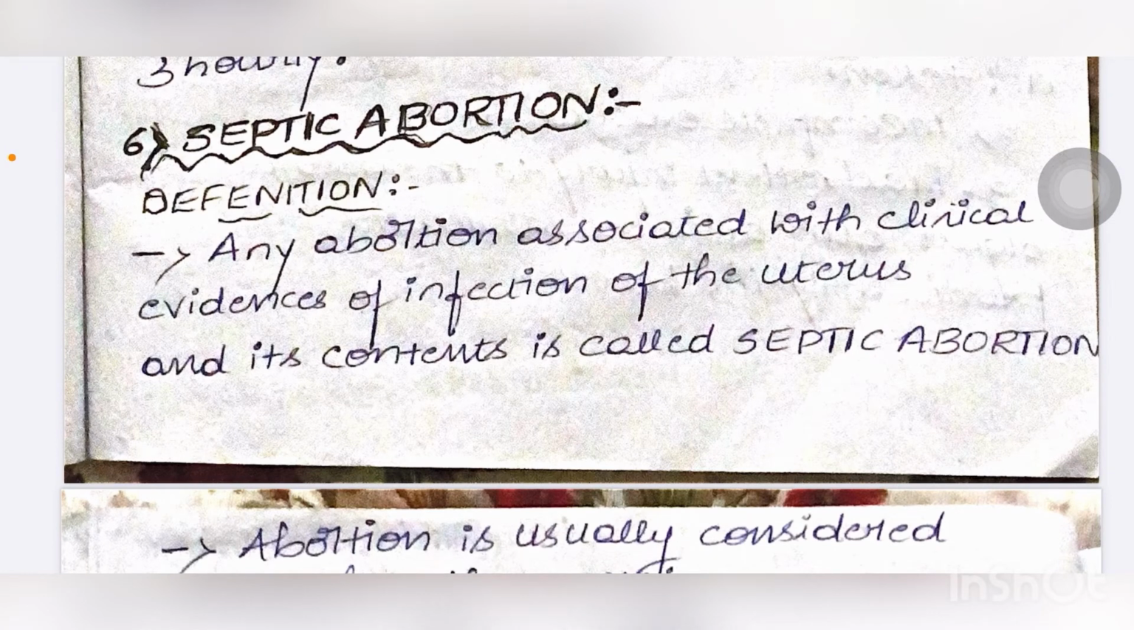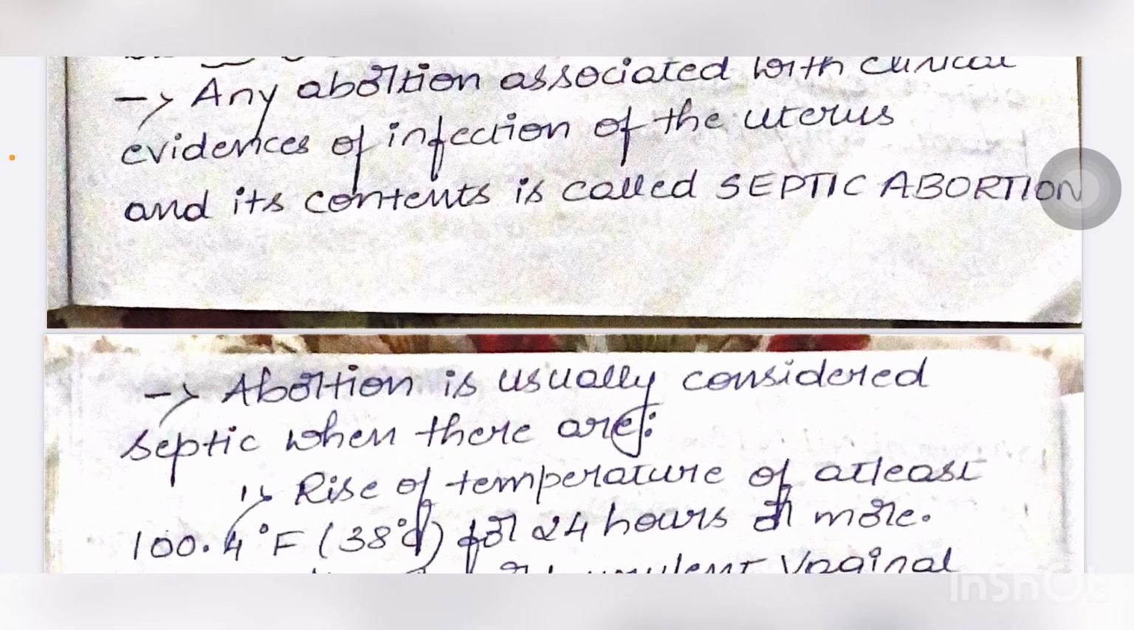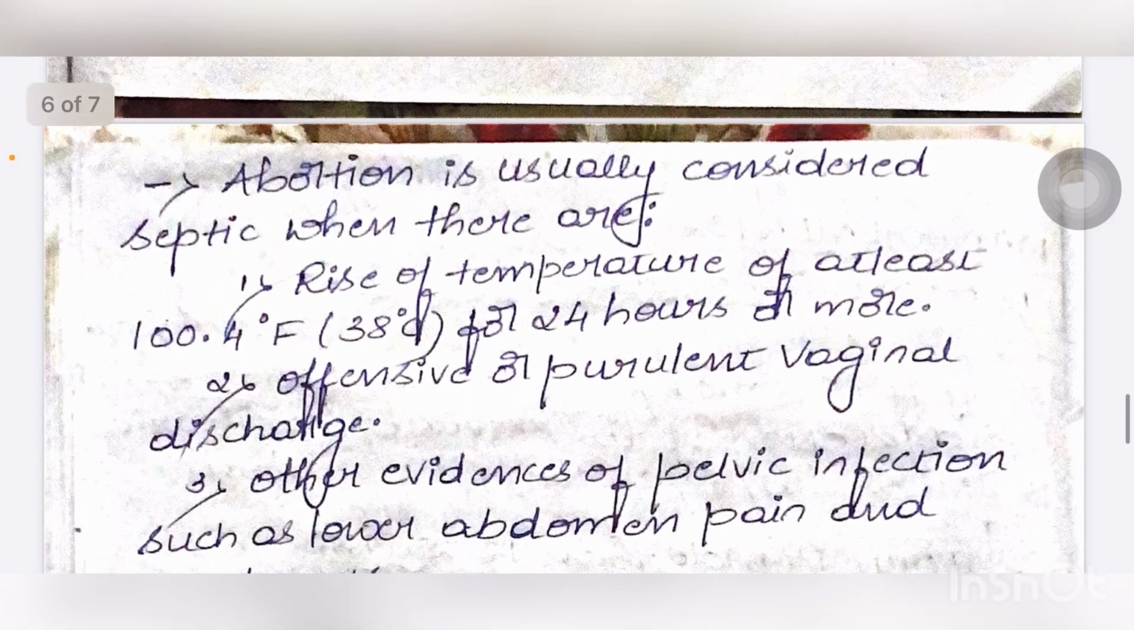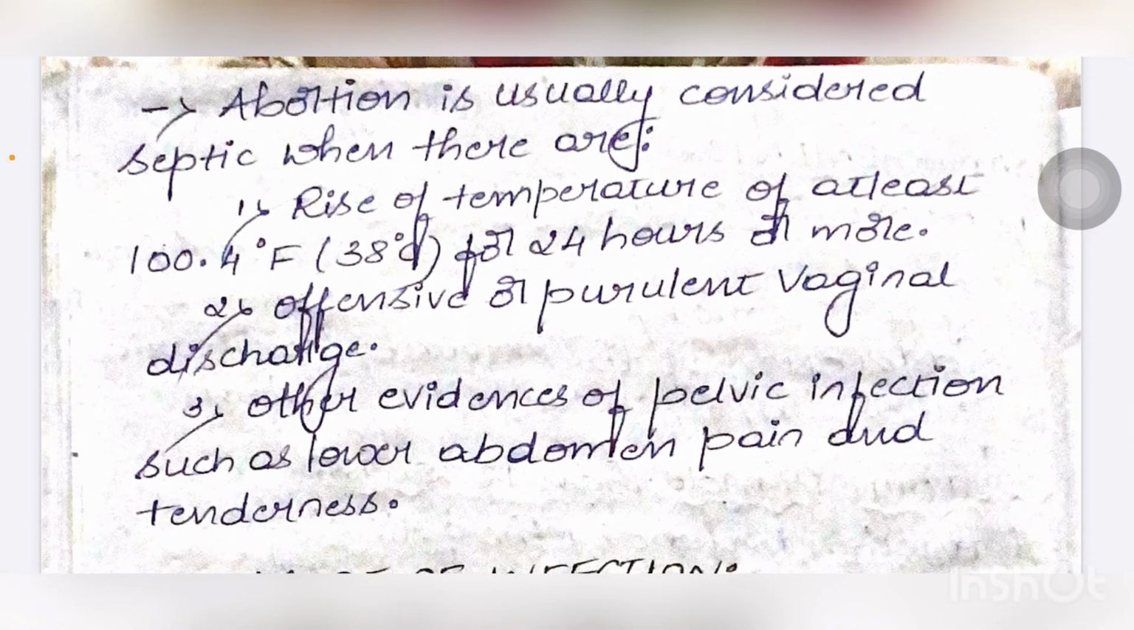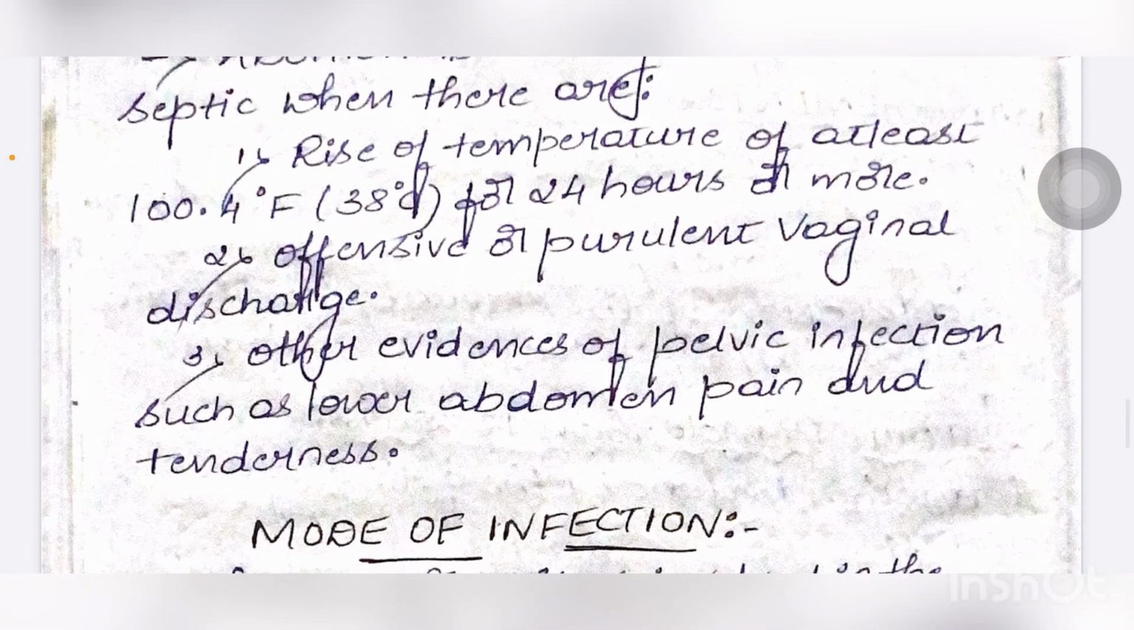Now, coming to the sixth and last classification of abortion, that is septic abortion. What is the definition? Any abortion associated with clinical evidence of infection of the uterus and its contents is called septic abortion. An abortion is usually considered septic when there is, first, a rise of temperature of at least 100.4 degrees Fahrenheit, about 38 degrees Celsius, for 24 hours or more. Second, offensive or purulent vaginal discharge. Third, other evidence of pelvic infection such as lower abdominal pain and tenderness.